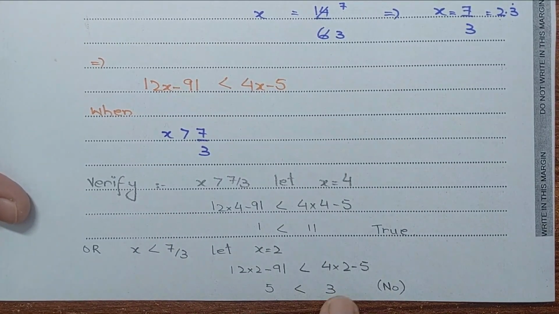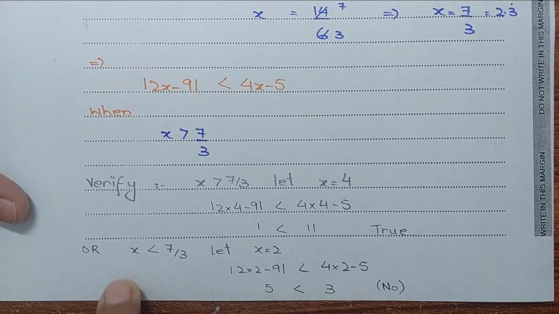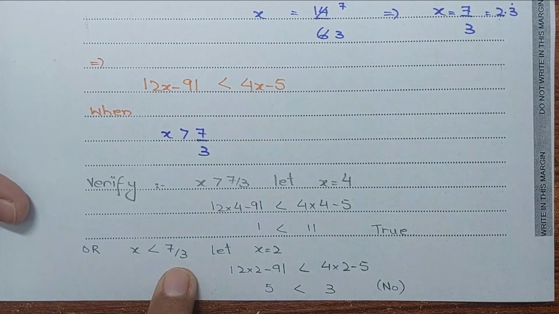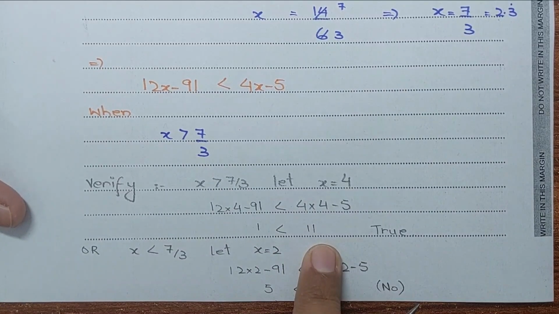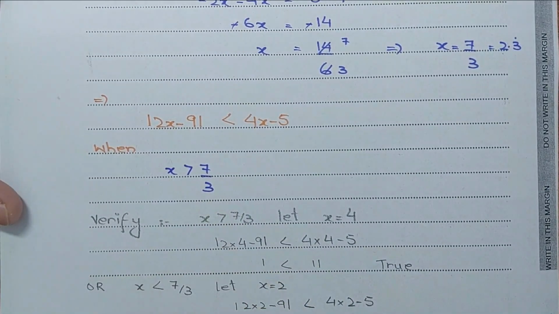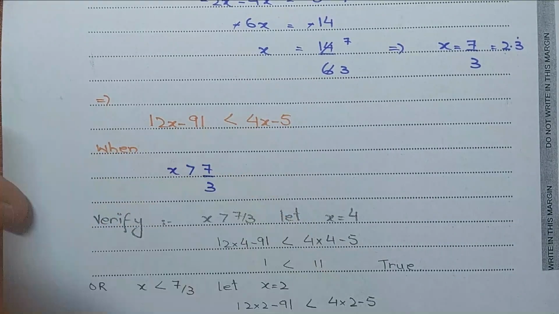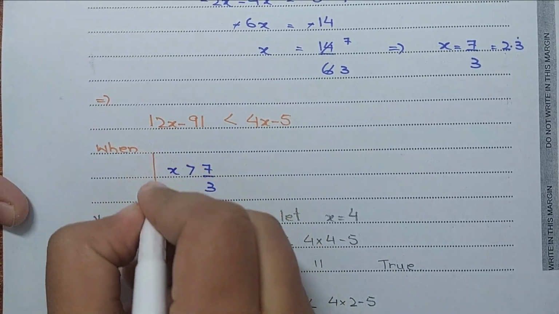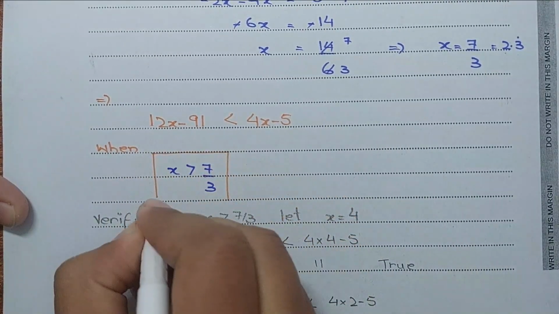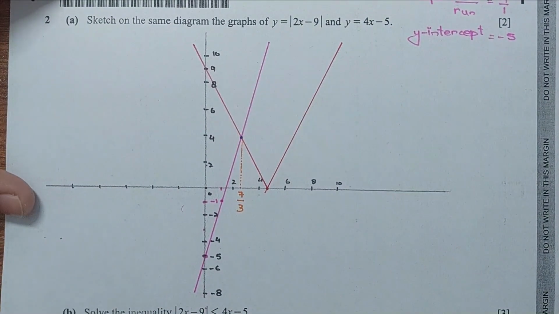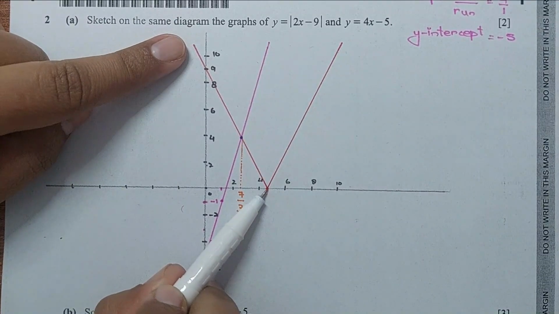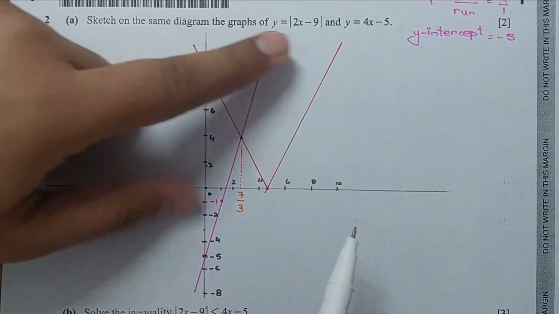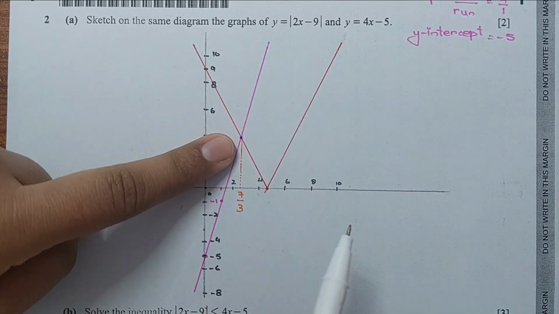So the inequality is not valid when you take the values of x less than 7 by 3. The inequality is valid when you take the values of x more than 7 by 3. So this is the value of x which satisfies your inequality. You have to solve this question with the help of the graph, because we have been given the graph. As we can see, this part of the absolute function only has a point of intersection with this linear function, right? Not this one.